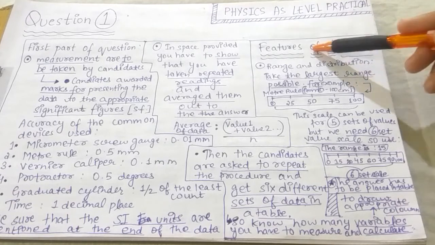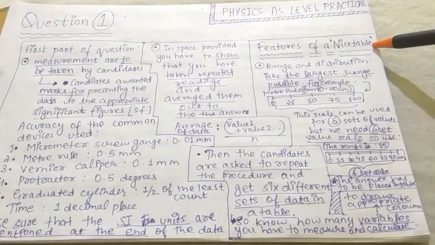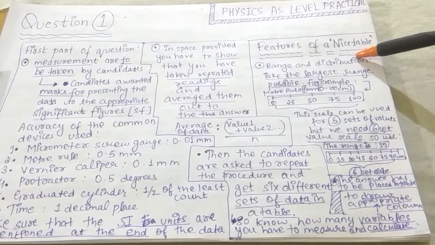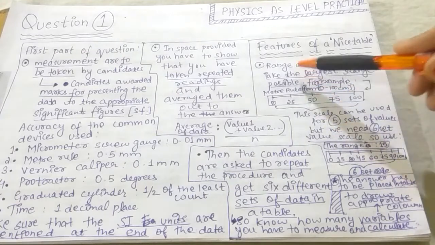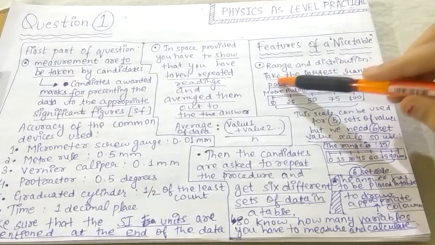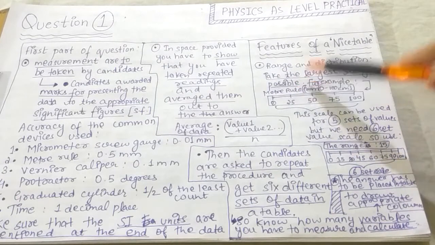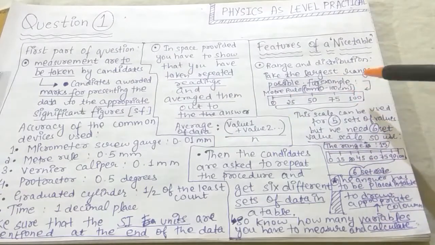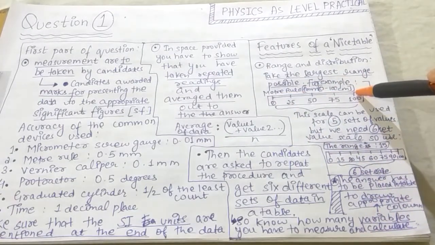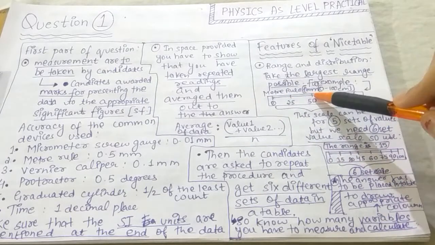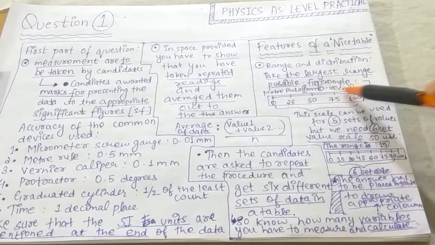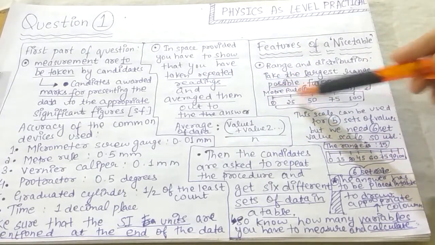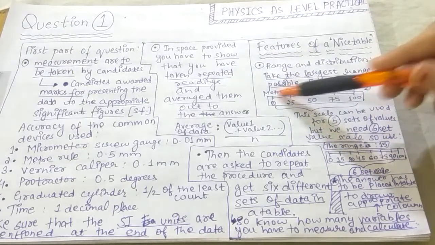Now let's talk about the features of a nice table. What will be a nice table according to the examiner? Let's discuss the features of that. Range and distribution. Take the largest range possible. By that I mean, if we take a 5 set scale, we are having a meter rule here. We take an example of a meter rule, which is 0 to 100 centimeters, and we have 5 sets if we equally divide the range.